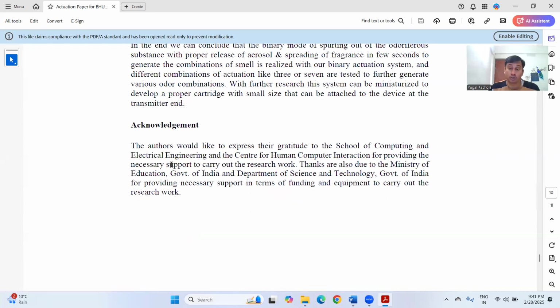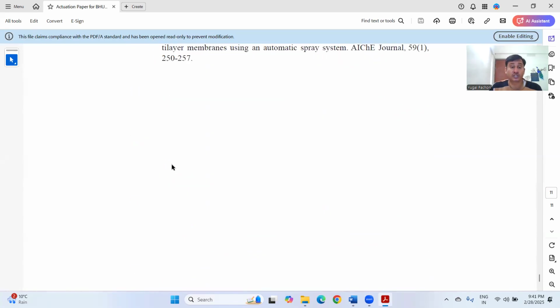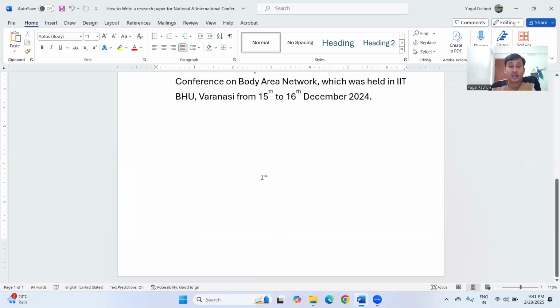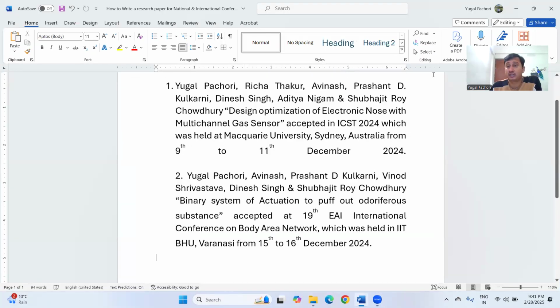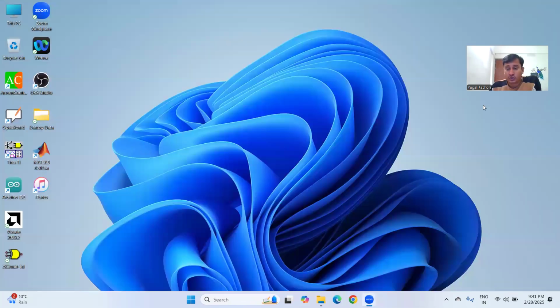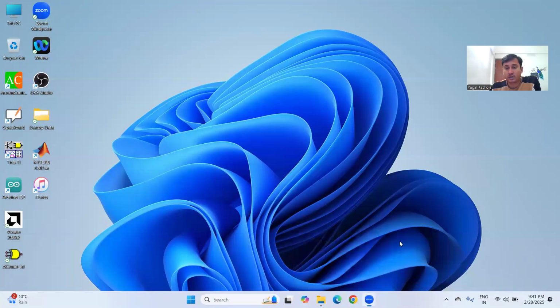You should acknowledge all the individuals, organizations, institutes, or private or government funding agencies which are involved in your research. Then you must give proper references. So in this way, if you treat the paper judiciously, then your chances of acceptance of the paper on the first attempt become more. So I think this was the thing that I was interested to talk about. Let me stop the screen share.